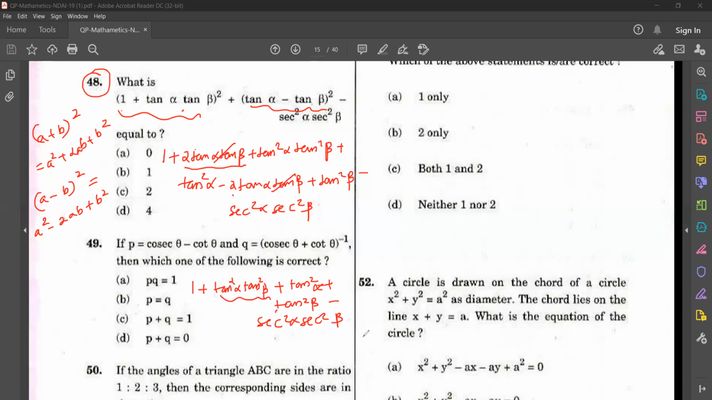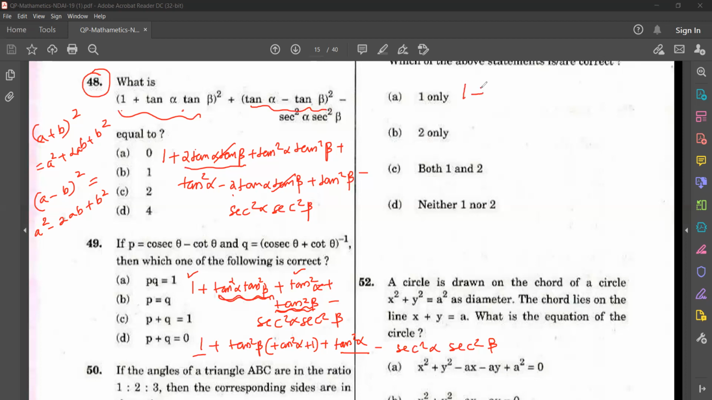Now I'm going to take tan square beta common from this. So I have tan square beta, if I take common, here I have tan square alpha plus 1, plus here I have tan square alpha minus sec square alpha sec square beta. So I'm not doing anything, I'm just taking tan square beta common from these two terms. Then this term is remaining as such. These two terms are remaining as such. Then I'm taking common tan square beta from this. Now the remaining part I'm writing here.